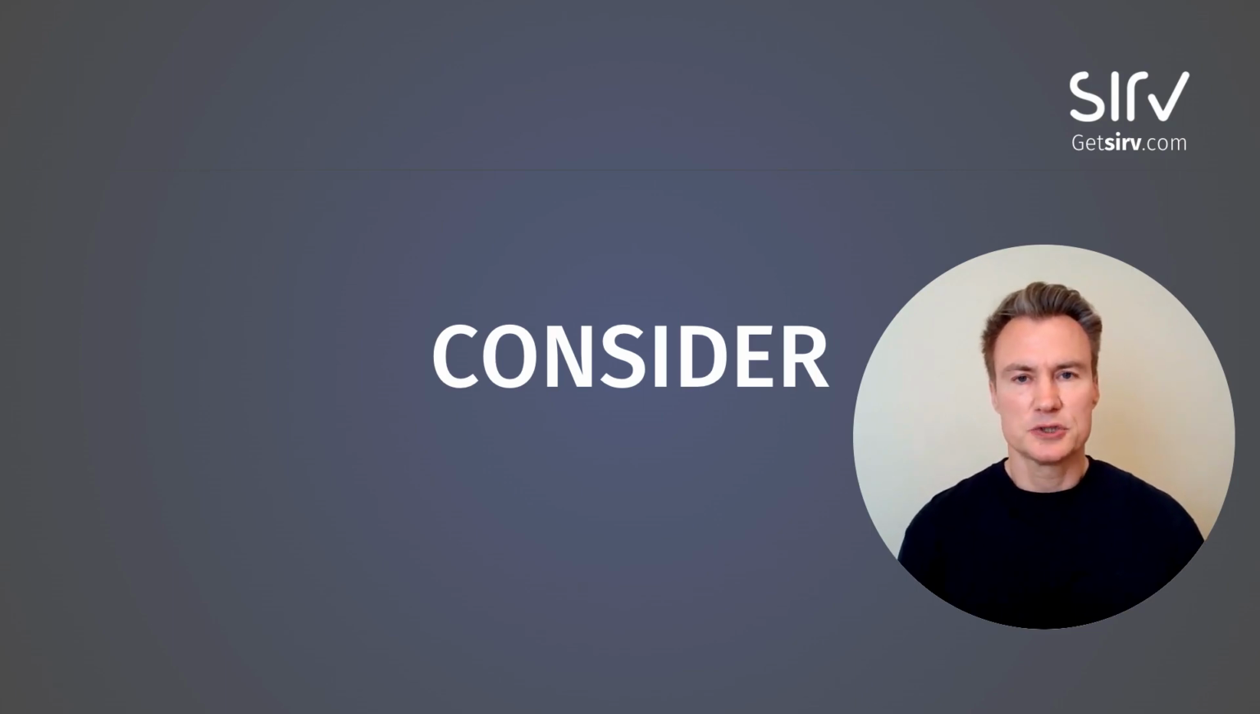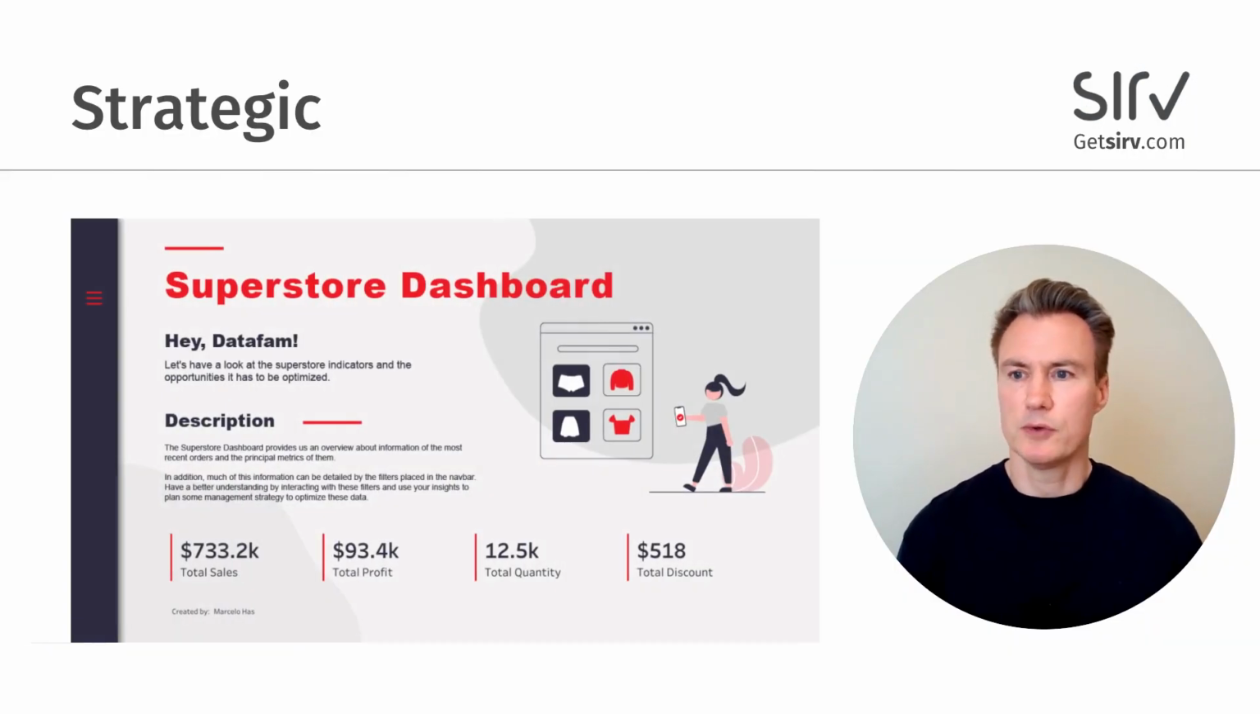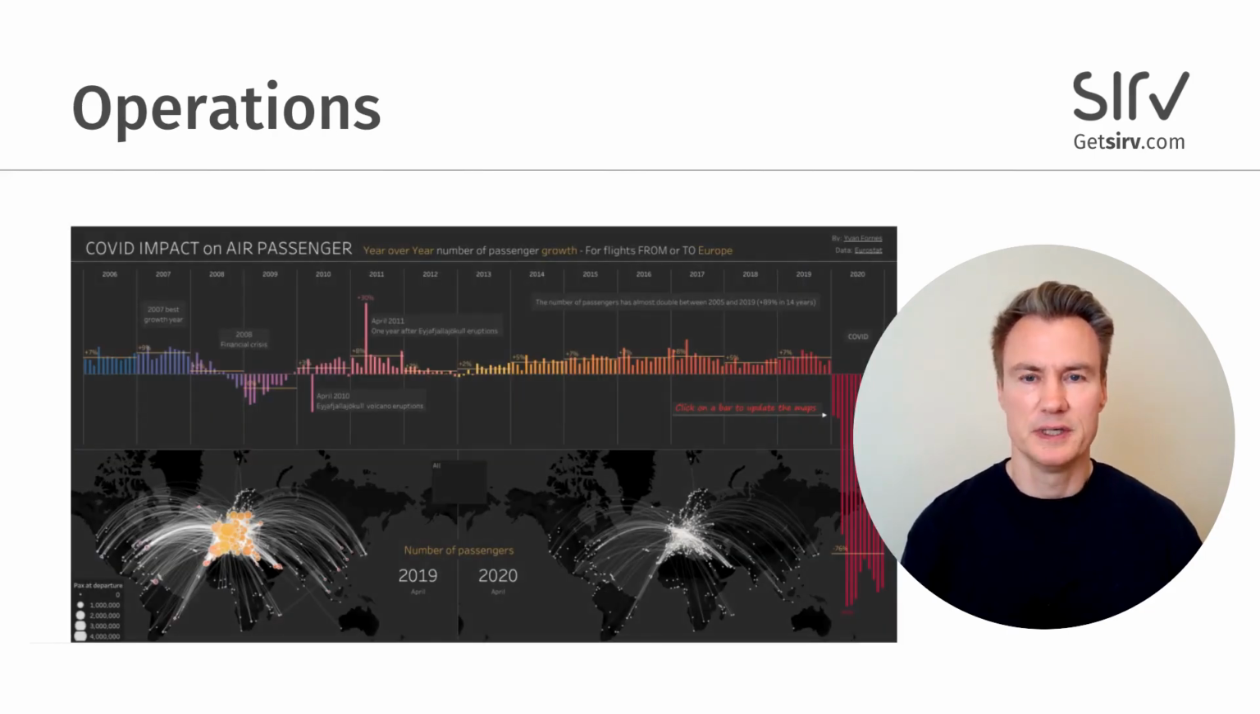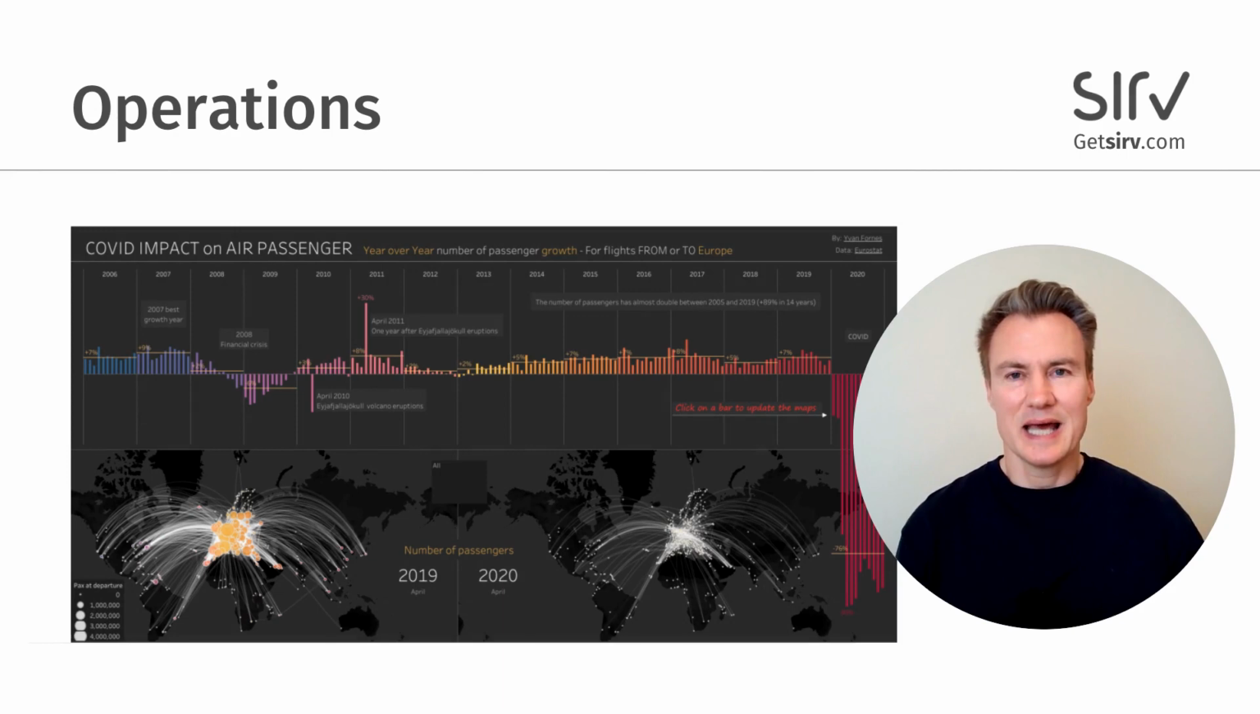Finally, things to consider when building out our dashboards. This is a good example of a good strategic dashboard. It's clean, simple, and it just has a few North Star metrics on there. Contrast that with this Operations Dashboard. This is less likely to be used long term, but it is something which is super useful on a day-to-day basis. If you're close to the data, you probably find this super useful. It shows the impact of COVID-19 on air travel.